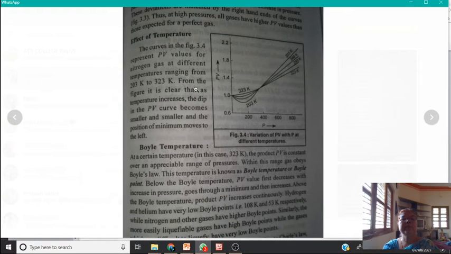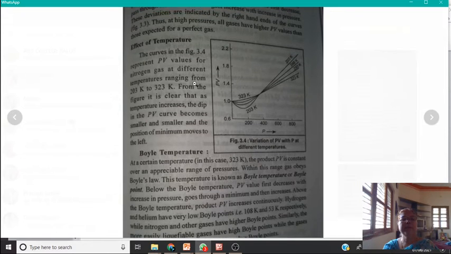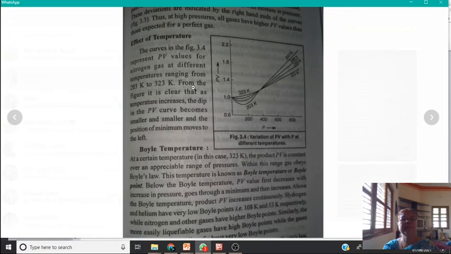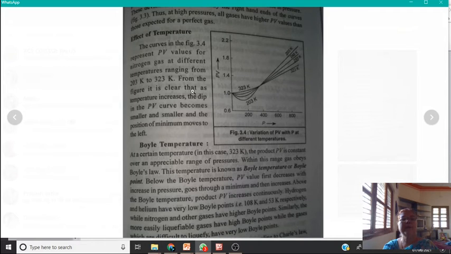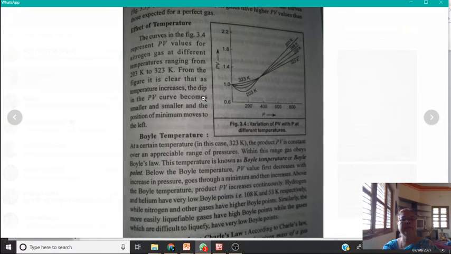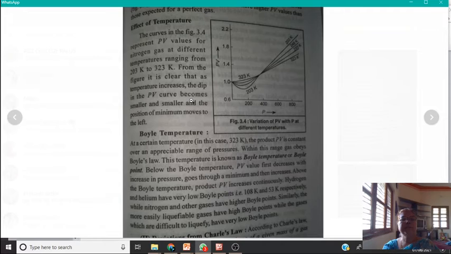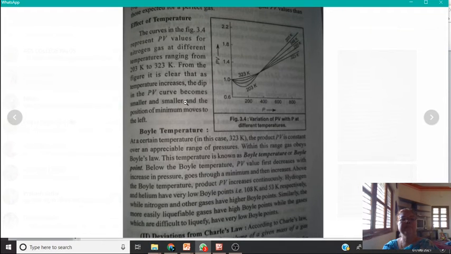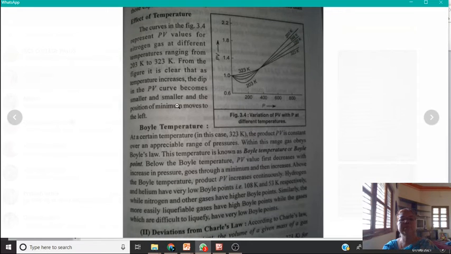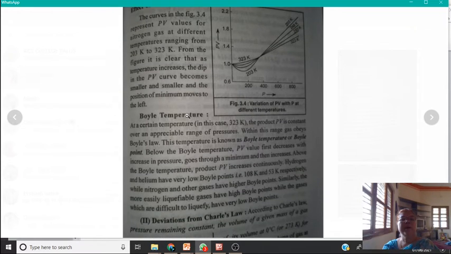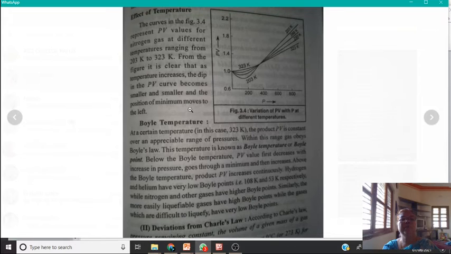These curves in the figure represent PV values for nitrogen gas at different temperatures ranging from 203 to 323 Kelvin. From the above figure, it is clear that as temperature increases, the dip, that means the decrease in PV value curve, becomes smaller and smaller, and the position of minimum moves to the left hand side.